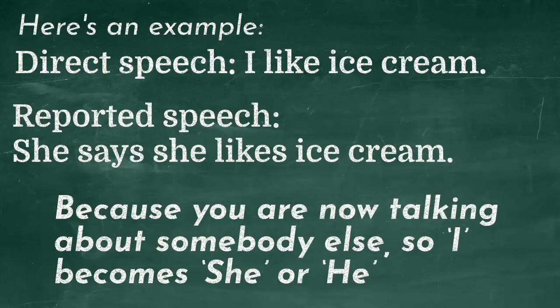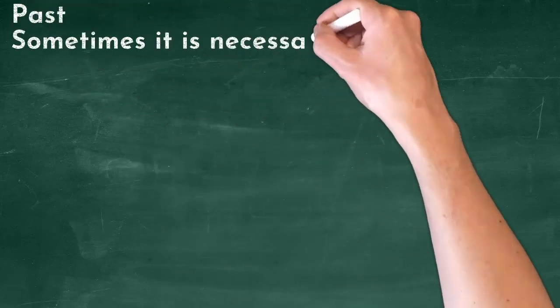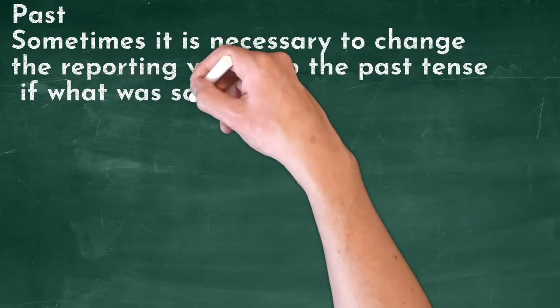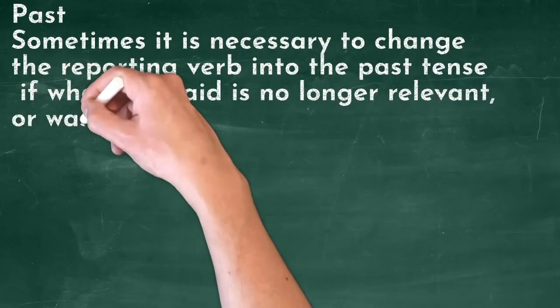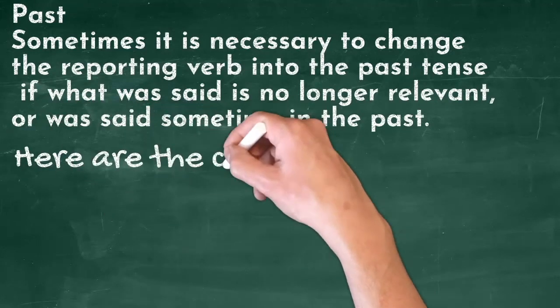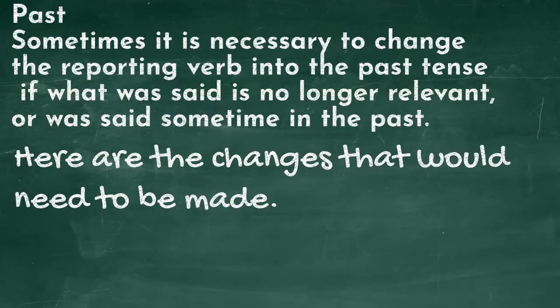But what happens if the sentence needs to be changed to the past tense? Let's go to the past tense. Past. Sometimes it is necessary to change the reporting verb into the past if what was said is no longer relevant or was said sometime in the past. Here are the changes that would need to be made.